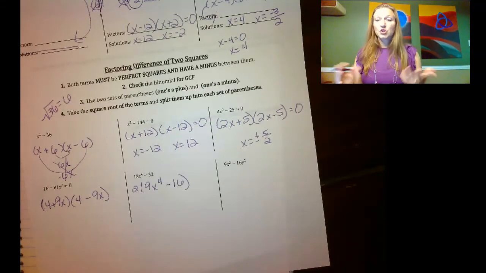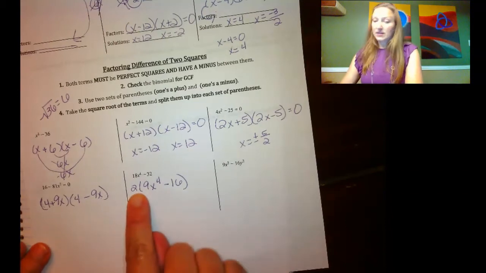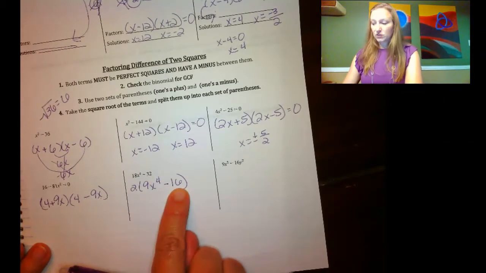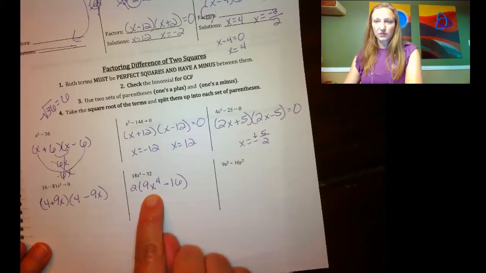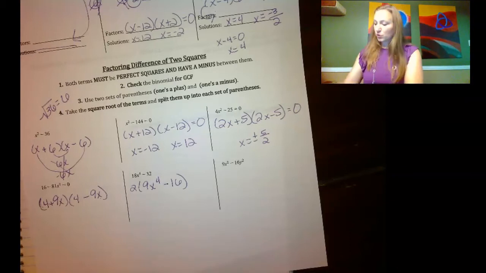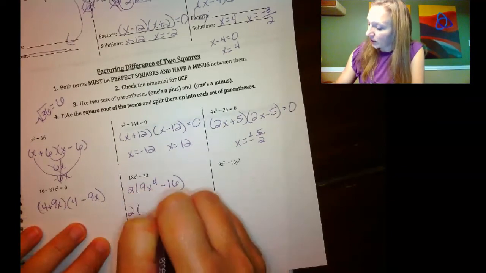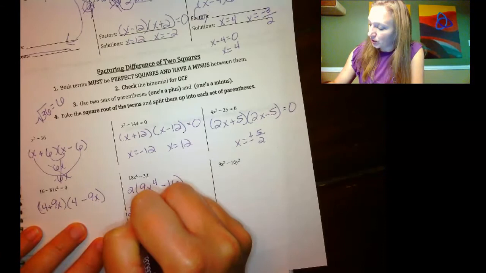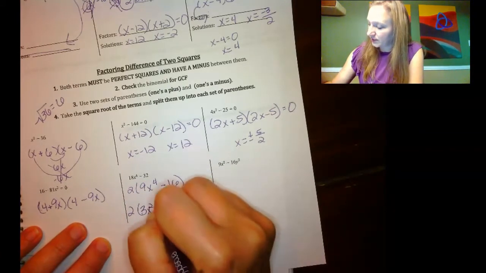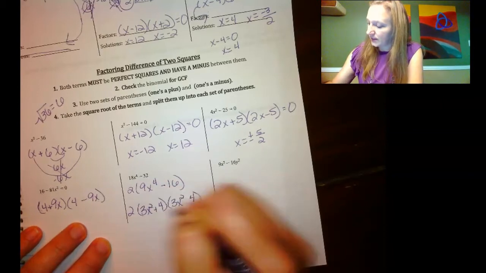So the largest number that divides into both of them is 2. So after you divide 2 out of both of them, you're left with this, which now these are perfect squares. 9 and 16 are both perfect squares, and x to the 4th is a perfect square as well, because x squared times x squared is also x to the 4th. So we're going to bring our GCF down, and we're going to square root both of these. Square root of 16 is 4. One's plus, one's minus.